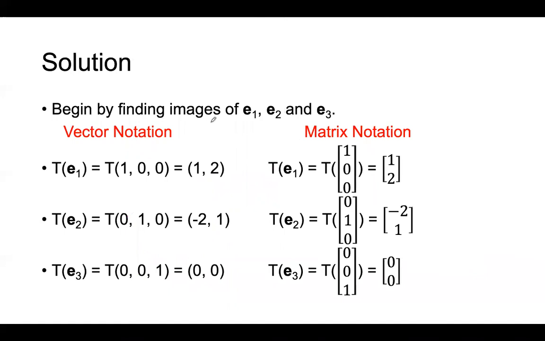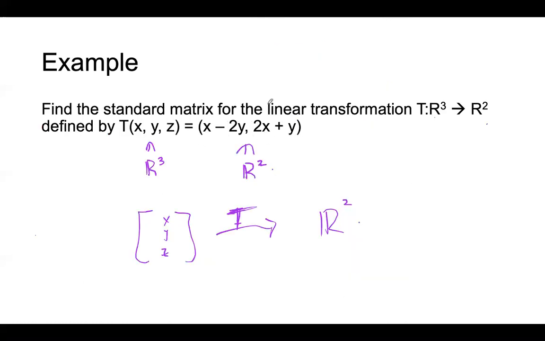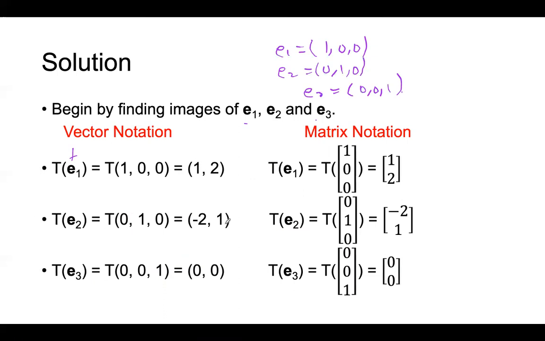We can begin by finding the images of E1, E2, and E3. In vector notation, E1 is 1, 0, 0, E2 is of course 0, 1, 0, and E3 is 0, 0, 1. Then we can substitute them in, and we get our values: 1, 2, -2, 1, and 0, 0. Or you could put it in matrix notation like this. Same answer.